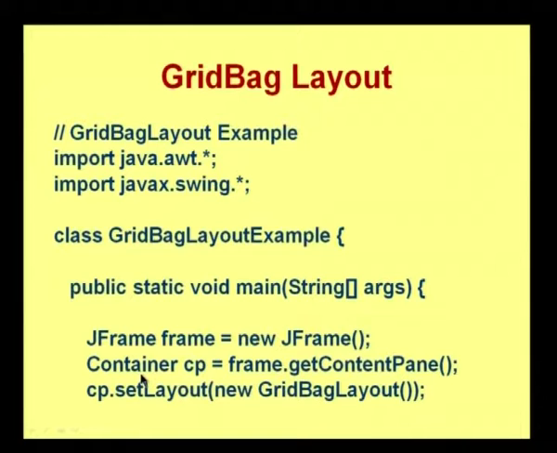You can see here Container cp equals frame.getContentPane. Here I have used Container, so this is generic. I have never specified this as a JPanel, whereas here I have specified this as a Container. This is similar to typecasting, casting your derived class to a base class. Container is a base class, whereas your pane is a derived class. So I am mapping this and then I am setting the layout to be GridBagLayout. In this GridBagLayout, I have not specified any parameters, as you can notice.